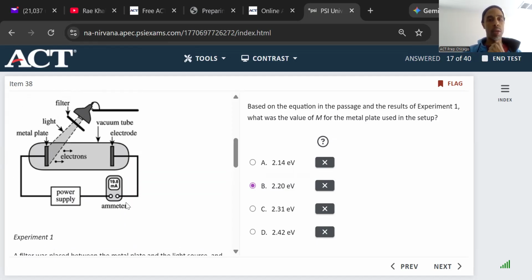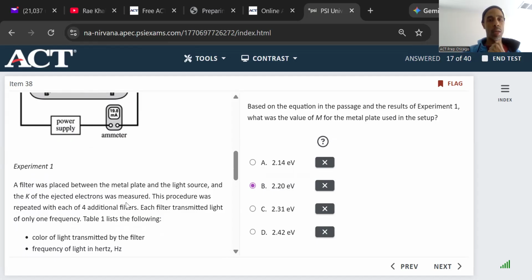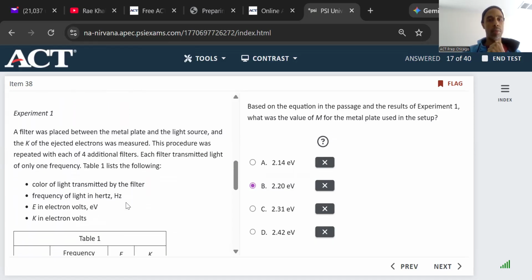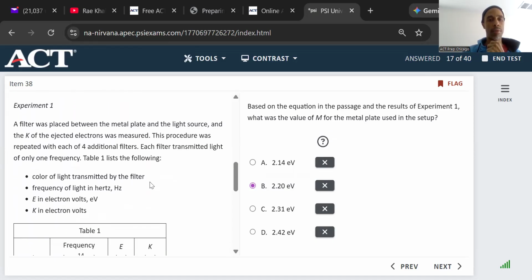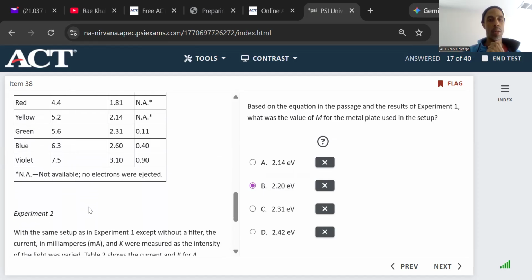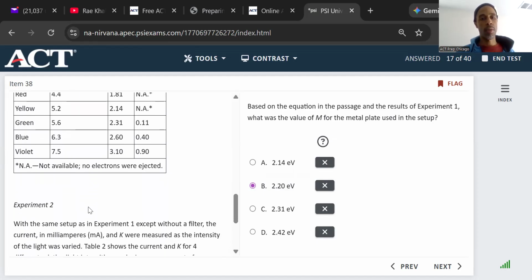So this is one. Each filter transmitted light of only one frequency. The table lists the following: color of light transmitted by the filter, frequency of light in hertz, E in electron volts, K in electron volts. With the same setup as experiment one, except without a filter. So based on the equation and the results of experiment one, what was the value of M for the metal plate used in the setup?